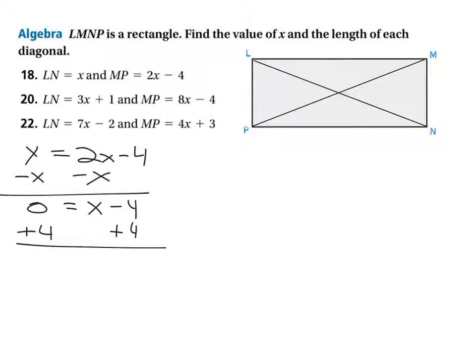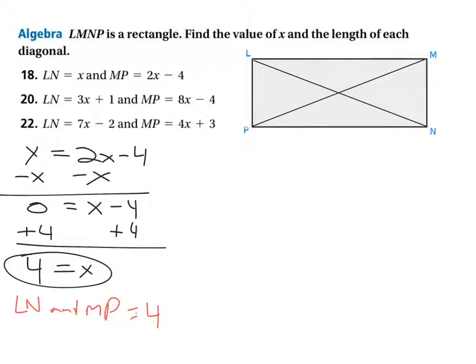4 equals x. I did that just because then I don't have negative x, but you could do it anyway, as long as you can isolate x and then find out what it's worth. So x equals 4. They're asking us not only for the value of x, but the length of each. Since one of the diagonals equals x, LN and MP equal 4. All right, that's one of them.